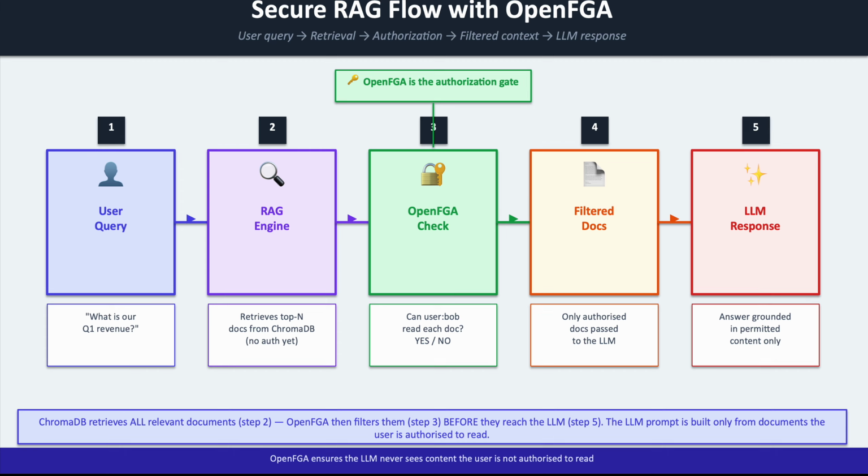So OpenFGA provides fine-grained access control on a resource. What I mean by that is, let's say an agent has access to multiple documents, right? But the users who are accessing that agent may not have access to all those documents. Based on the user role, some users may have access to 2 documents, some users may have access to 3 documents, some users may not have any access to any document.